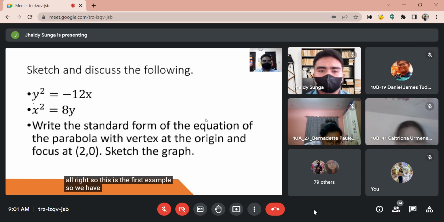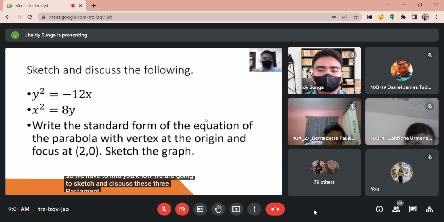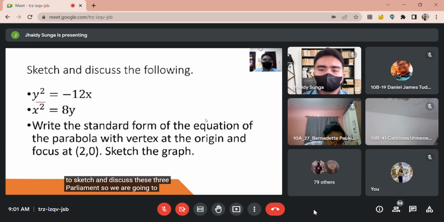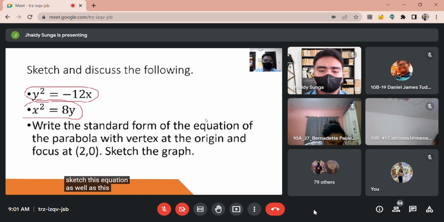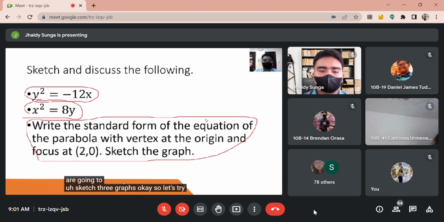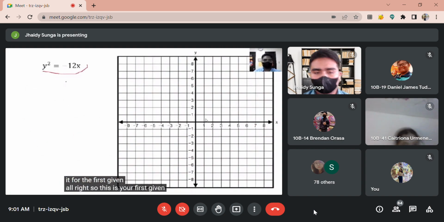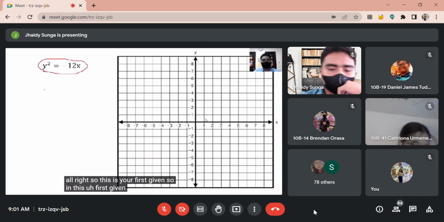We are going to sketch and discuss these three following equations. So we are going to sketch this equation, as well as this equation, and this equation. Also, we are going to sketch three graphs. Okay, so let's try it for the first given.